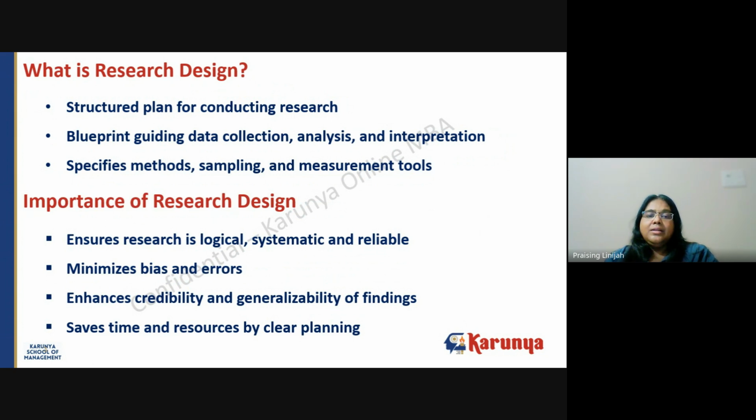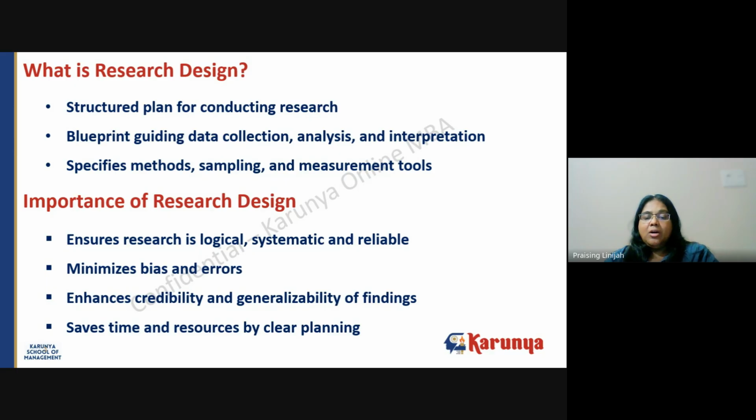So what do we mean by minimizing bias and errors? Actually, it keeps the research objective very clear and the data trustworthy. And also, it is highly credible. A sound design adds weight to your findings, making them more acceptable to stakeholders. In other terms, high credibility will lead to more reliable outcomes. And also, when you have a proper research design, it saves your time and avoids unnecessary duplication of your work, which might lead to a result which is totally unfair.